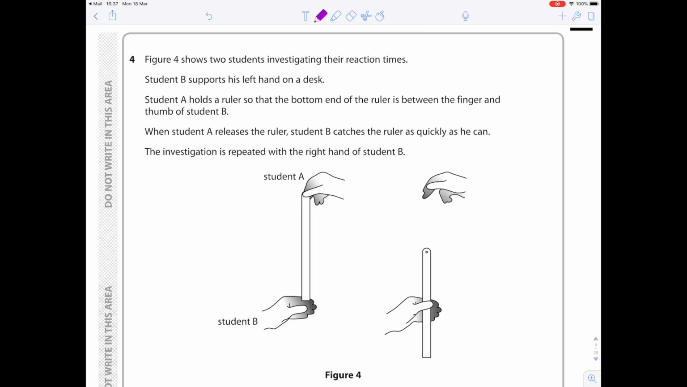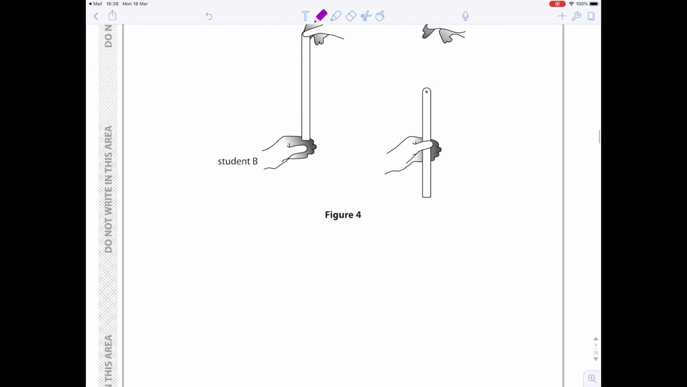Figure 4 shows 2 students investigating their reaction times. Student B supports his left hand on a desk. Student A holds a ruler so that the bottom end of the ruler is between the finger and the thumb of student B. When student A releases the ruler, student B catches the ruler as quickly as he can. The investigation is repeated with the right-handed student B. You might have done this in biology actually, to do with the nervous system.